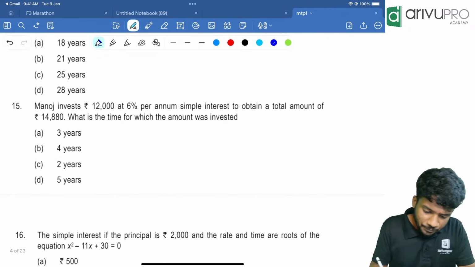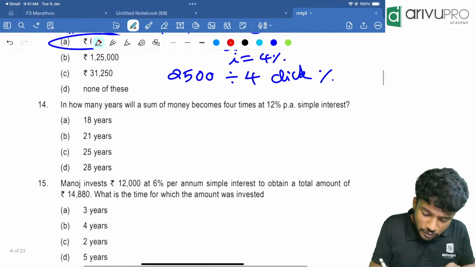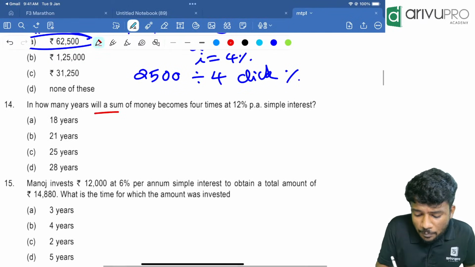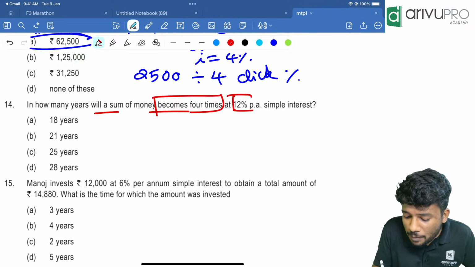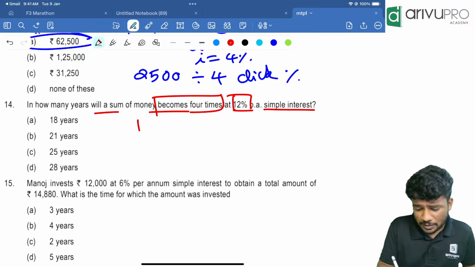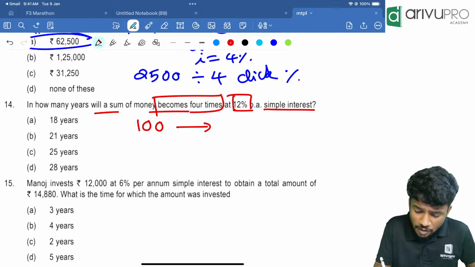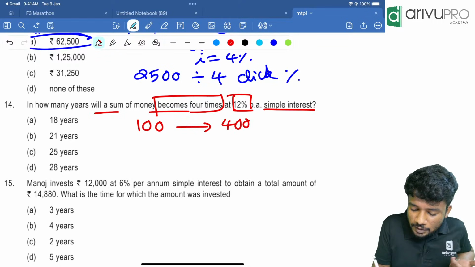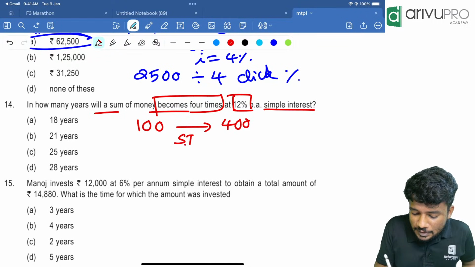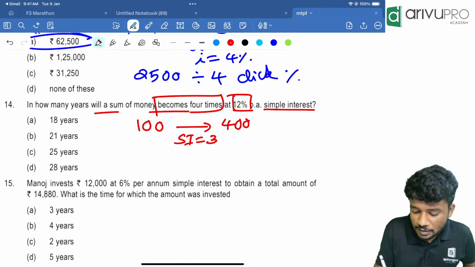Sorry, I missed a question. This question. In how many years will a sum of money become 4 times of itself at 12% simple interest? I told you the method always. 100 becomes how much? 4 times of 100 is how much? 400. Here SI is how much? SI is equal to 400 minus 100 is 300.